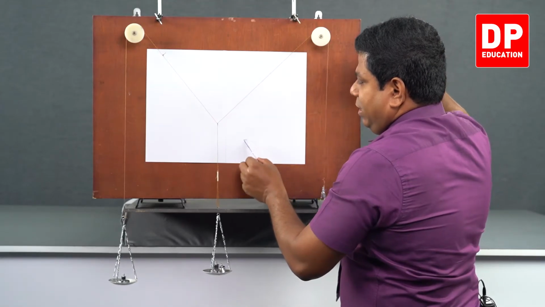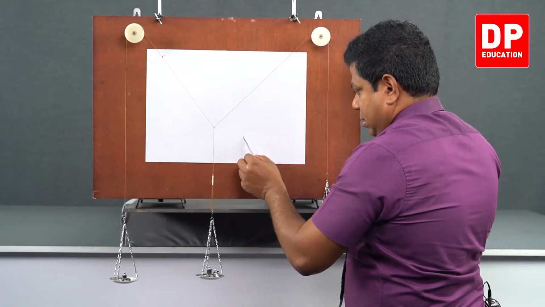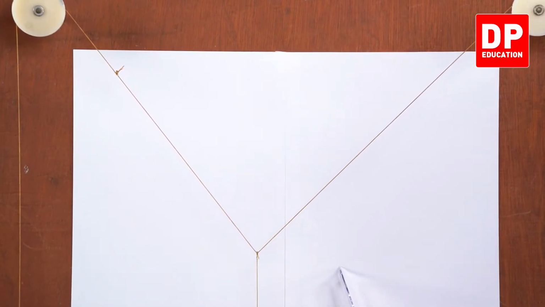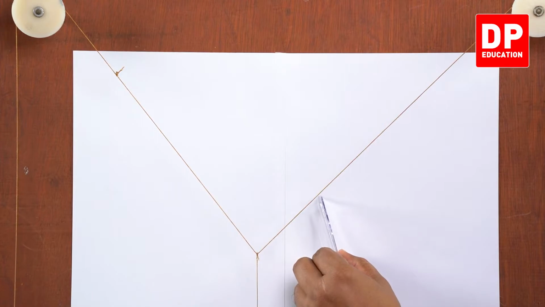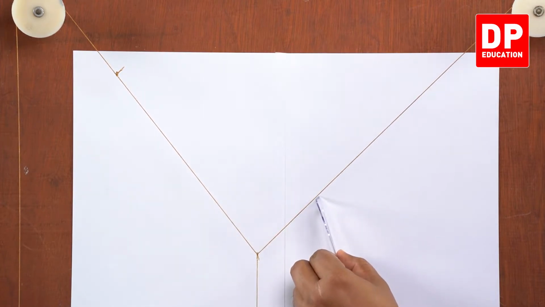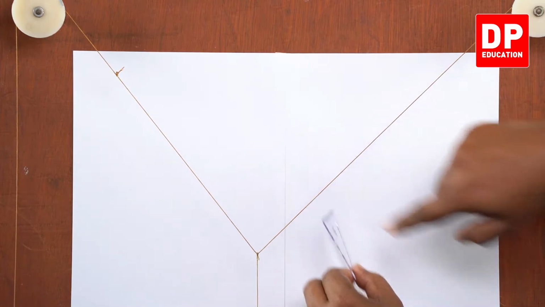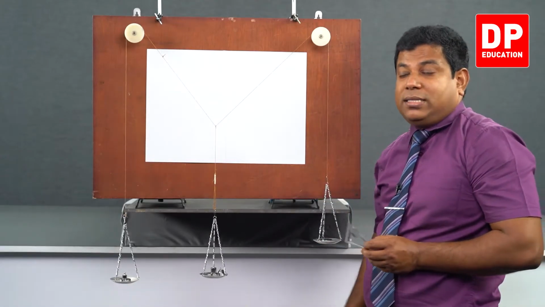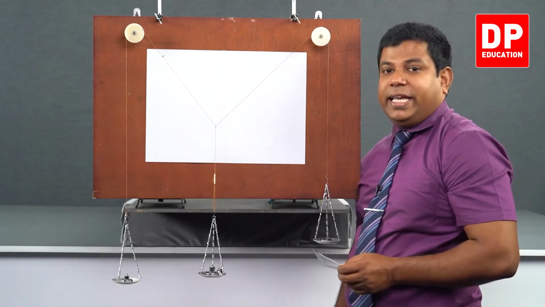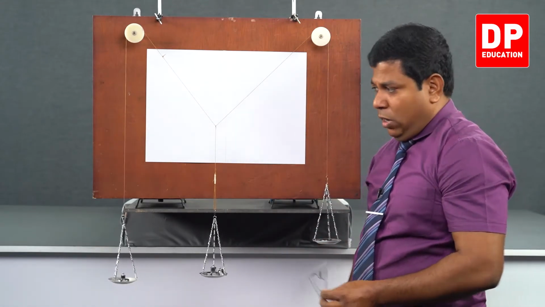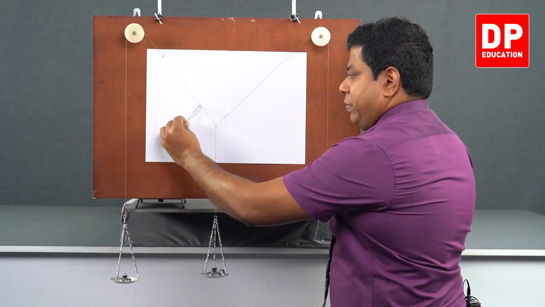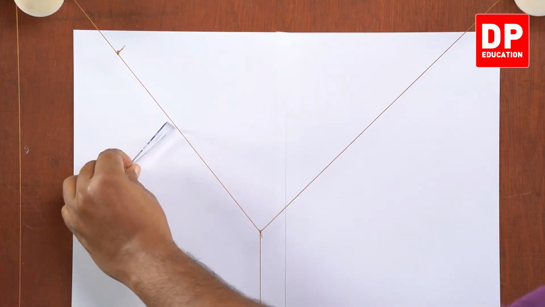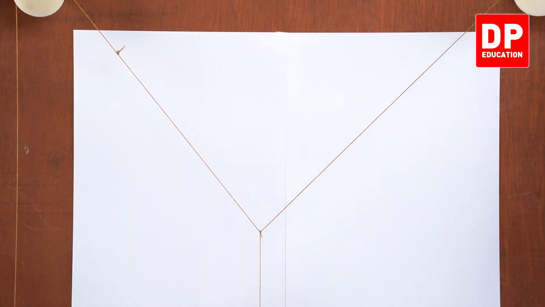Understand? Again, see. Keep it here, push it up. When the other side that makes 90 degrees slightly touches the thread, you can mark the point here. Likewise, you can mark 2 points and draw the line which will indicate this string. On the other side also you can do the same. 1 point, another point, and you can draw.